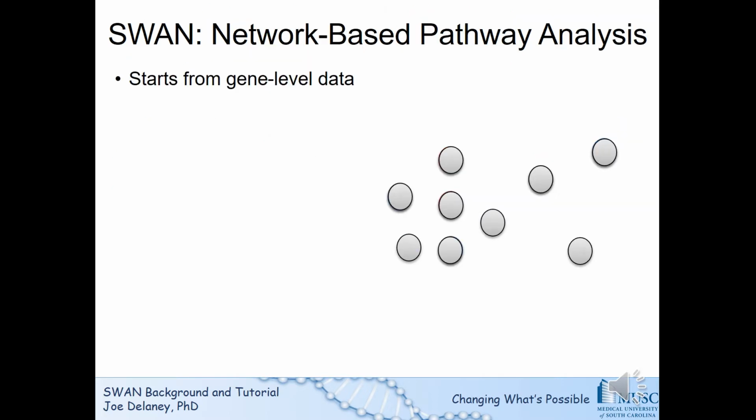This is a network-based pathway analysis. The data starts from gene-level data for each sample. Each gene and gene sample must have numeric data indicating negative loss or positive amplification.